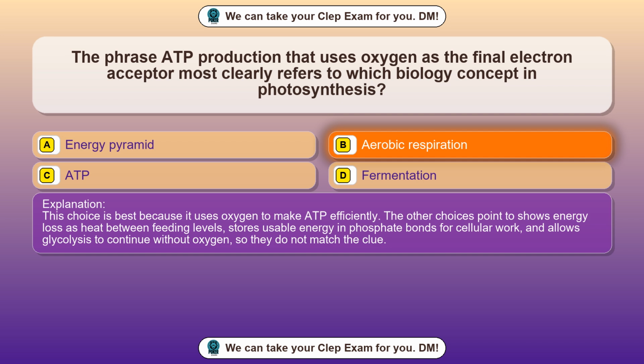This choice is best because it uses oxygen to make ADP efficiently. The other choices point to shows energy loss as heat between feeding levels, stores usable energy in phosphate bonds for cellular work, and allows glycolysis to continue without oxygen, so they do not match the clue.